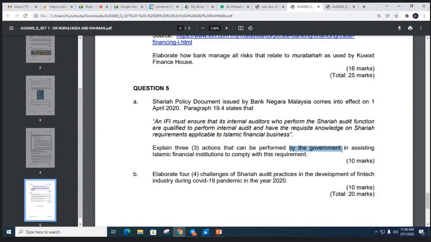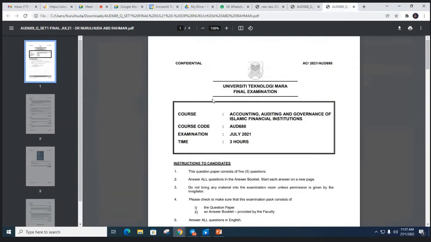And then boleh juga you cakap during COVID-19 the use of internet banking is more, and maybe there is a high possibility of fraud, security of personal data. So the Sharia auditor must have skills to detect this kind of non-compliance, fraud and so on. Boleh juga. Okay. So 4 challenges. Okay. And then last one, last semester.